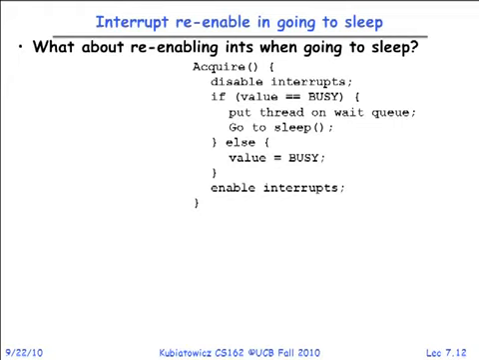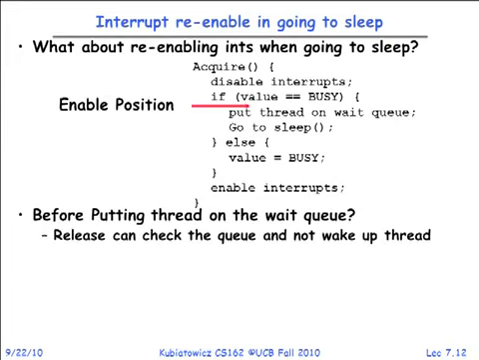Here's our acquire, and the question is, where do we re-enable interrupts? Clearly it doesn't make sense to disable interrupts and then go to sleep with interrupts still disabled. Something funny has to happen. What if we re-enable here? Why is that a problem? We found that the value's busy, so we re-enable here, and meanwhile somebody else wakes up, releases the lock, comes back, and we put ourselves on the wait queue even though the lock is free now.